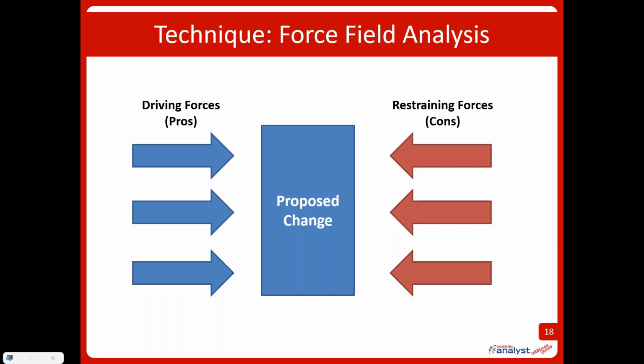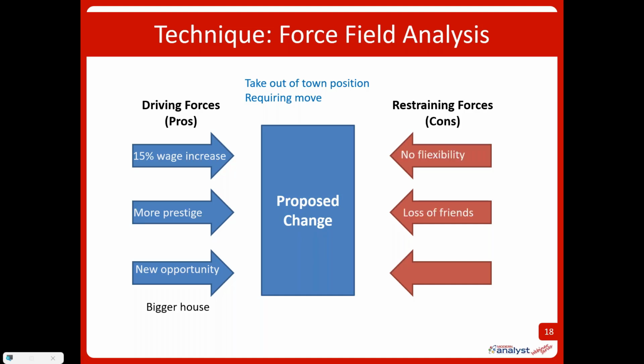Here's one, force field analysis. It turns out that you would probably do this. Yeah, I want to go out of town. I'm going to take an out-of-town position requiring a move. So we get a piece of paper, write the cons on one side and the pros on the other side. There are my pros. I'm going to increase wages. It's more prestige, a new opportunity, bigger house. So what's against? Well, no flexibility, loss of friends, no new social life, etc.